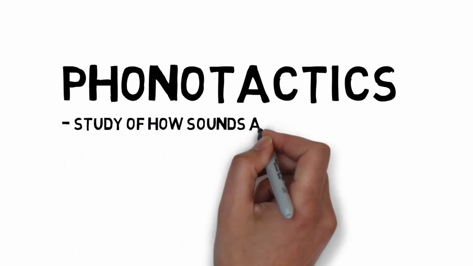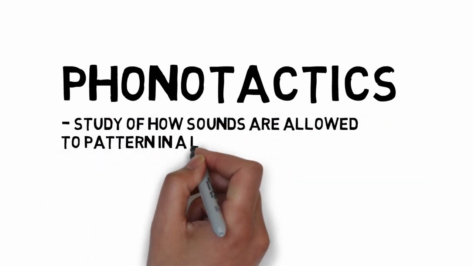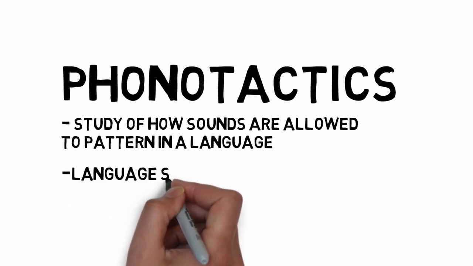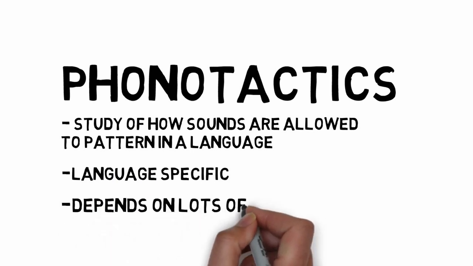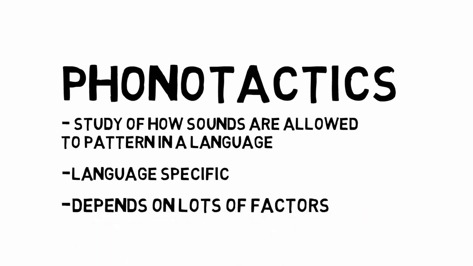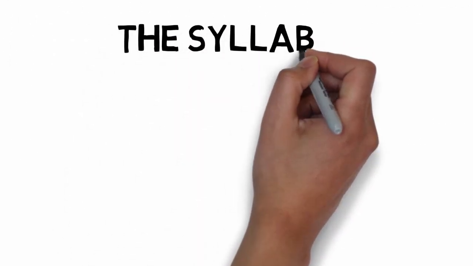Phonotactics is the study of how sounds are allowed to pattern in a language. In English, we have lots of rules that allow certain sounds to occur before or after other sounds, depending on where they occur within a syllable. For example, the engma or ing sound never starts a word. Conversely, the h sound never ends a word, at least in English. We can use phonotactics and syllable structure to explain why this is in a particular language. To start though, let's talk about what exactly a syllable is.